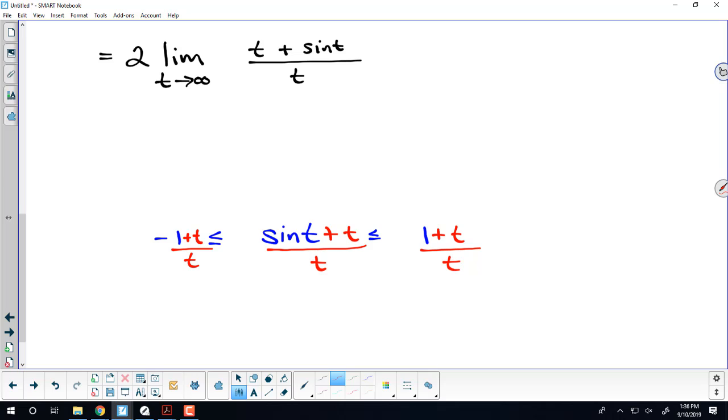So is that reasonable? Does that inequality make sense? We can divide by t as long as t is not 0. In this context, since t is approaching infinity, we're totally fine. T is so far away from 0 that it doesn't matter. We divide through by t. Then we compute the limit on all of our pieces. So what's the limit as t approaches infinity on our ends?